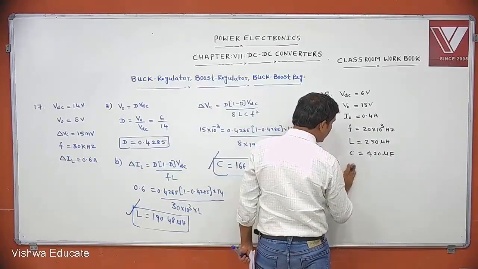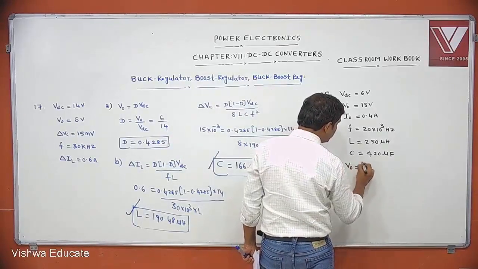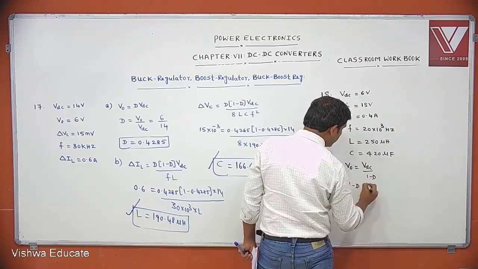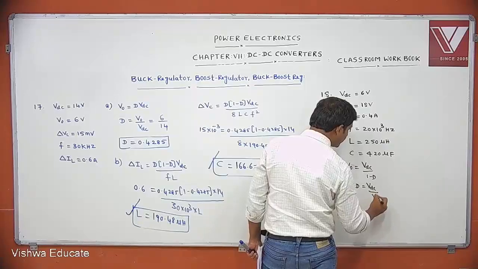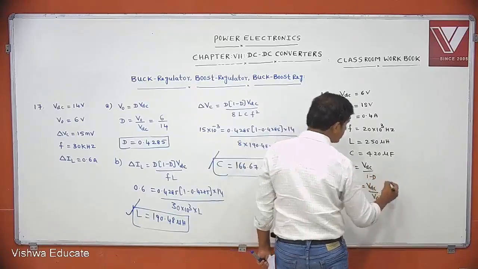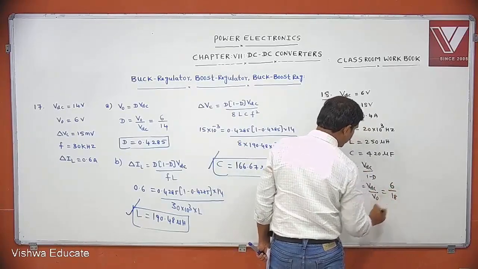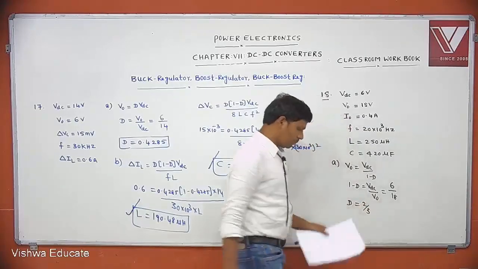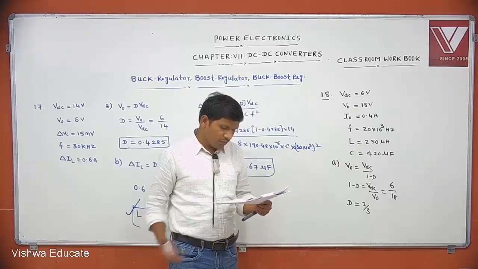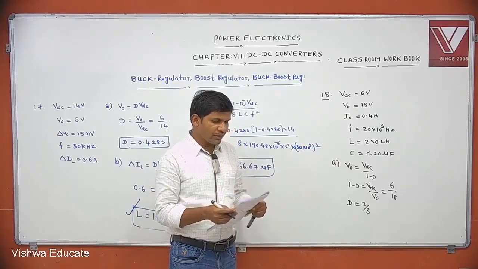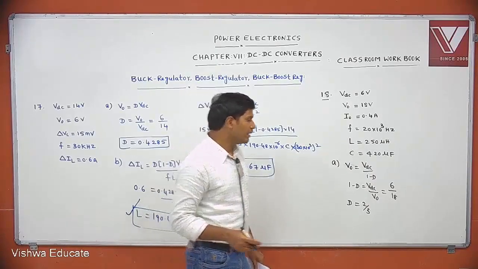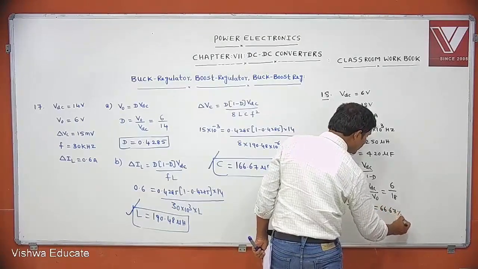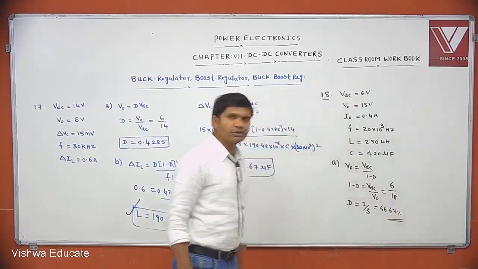What is V0 in the boost regulator? V0 equal to VDC by 1 minus D. Then 1 minus D equal to VDC by V0. VDC is 6 volts, V0 is 18. Then D equals 2 by 3. The value of duty cycle is 2 by 3, which is 66.67 percent. This is the first question.